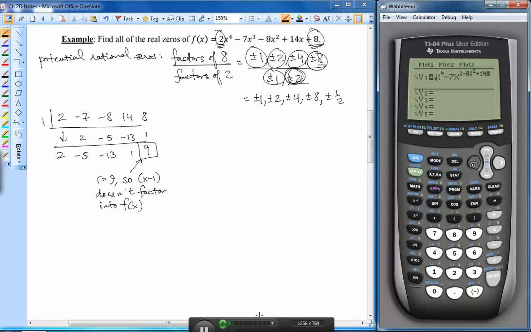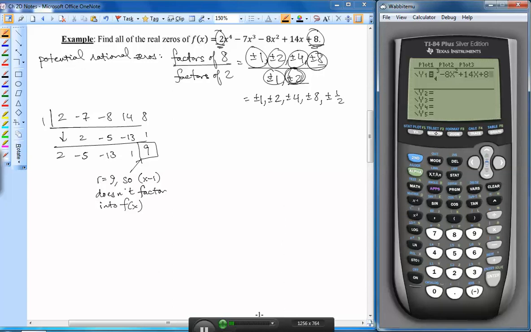Oh shoot, I have to come back and change this. I hate doing that. I do that all the time. Okay, so that's a third. And then what is it? Minus 8x squared plus 14x and plus 8.